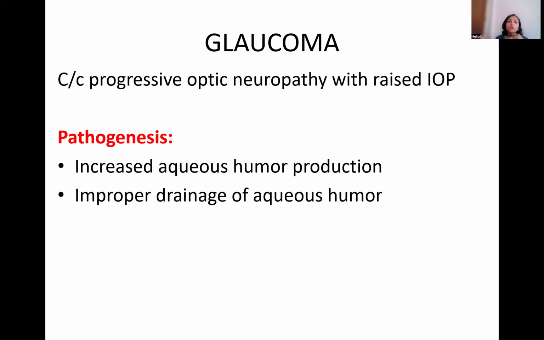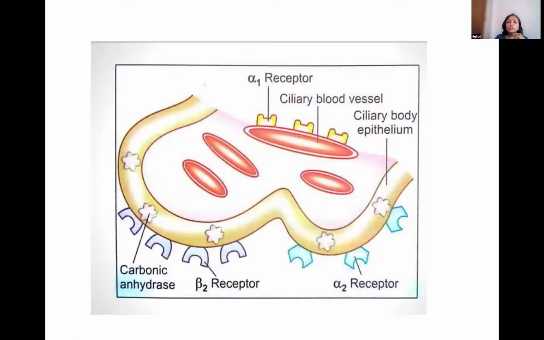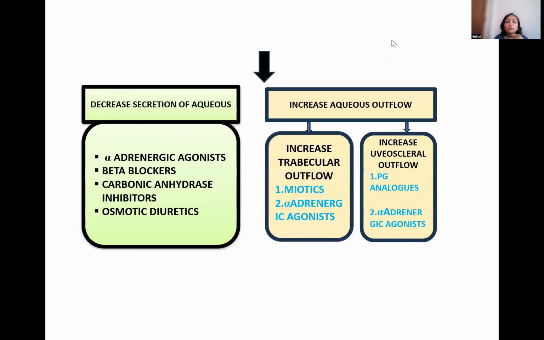So these are the four classes of drugs that can be used to decrease the aqueous humor production. Now coming to improper drainage, the outflow facility. If there is improper drainage of aqueous humor, you can use drugs to increase the drainage. You can use drugs to increase either the trabecular outflow or the uveoscleral outflow. The first four classes we dealt with are here. How will you decrease the secretion of aqueous? By using alpha adrenergic agonists, beta blockers, carbonic anhydrase inhibitors, and then osmotic agents or osmotic diuretics.